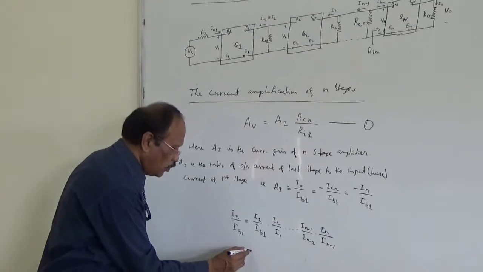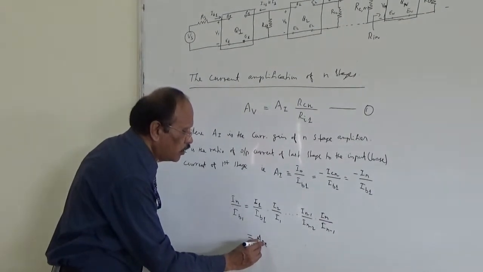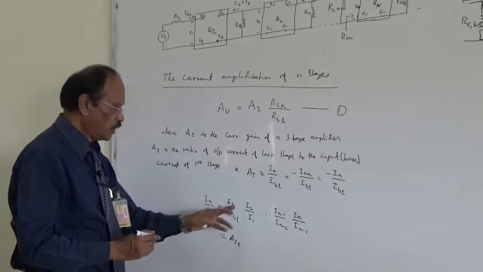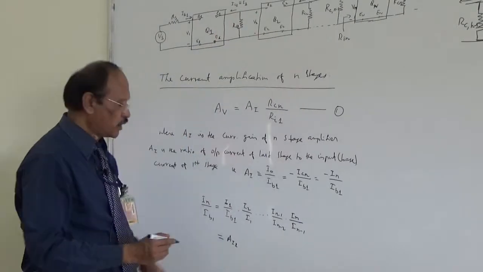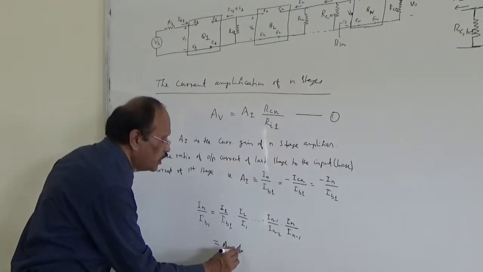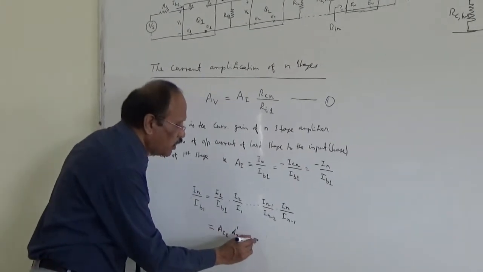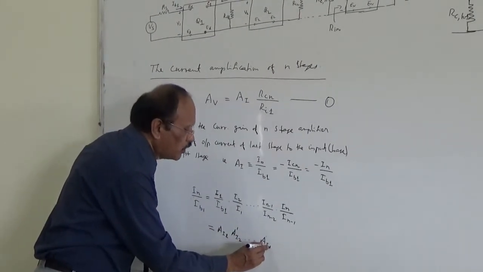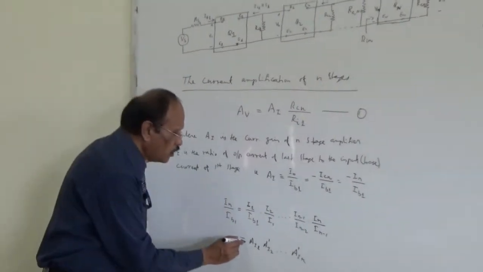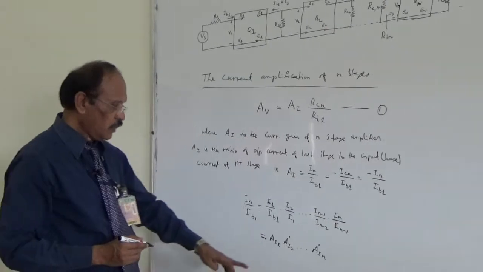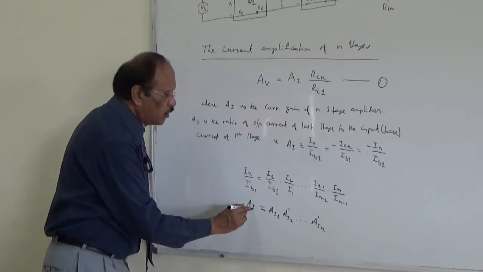So, here this I1 by IB1 is AI1, whereas this I2 by I1 is also a collector current ratio, and I2 is also a collector current. So, we can represent it with a dash: AI2 dash, etc. You can have AIN dash. So, this we can take as AI.